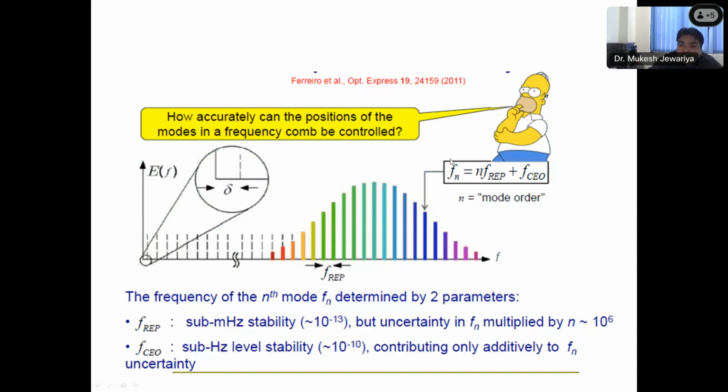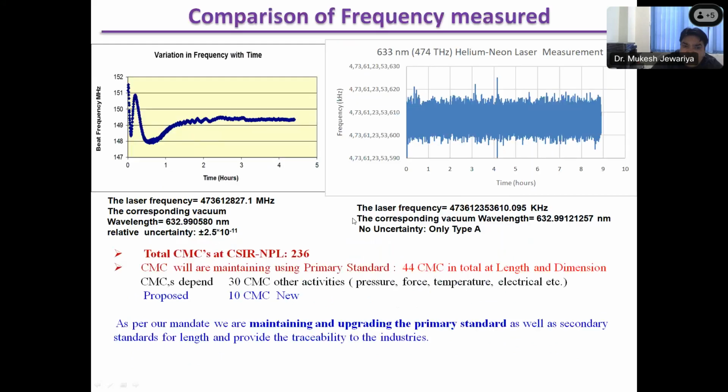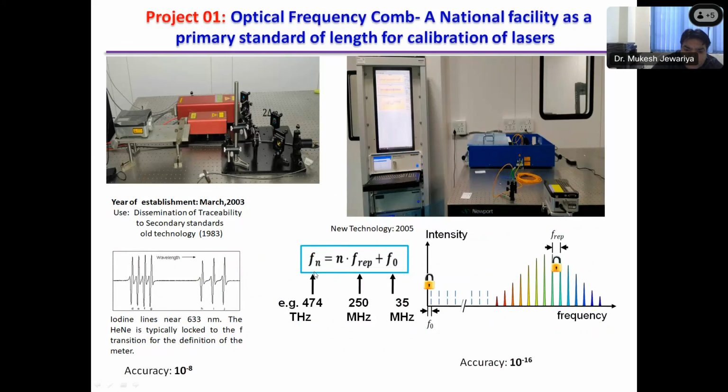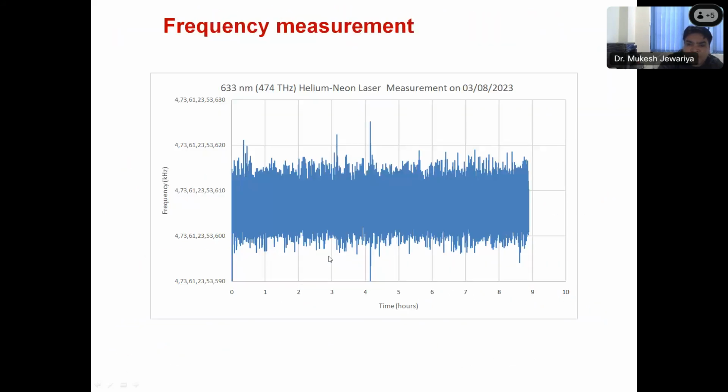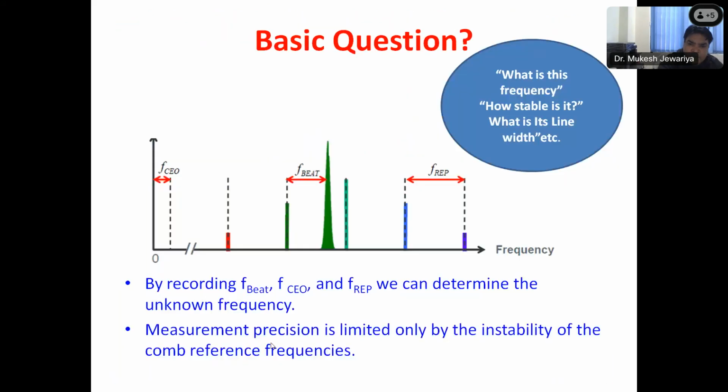With this result, we exactly know the mode number, we exactly know the FREP repetition rate, then we know the frequency, and once we know the frequency, we can get the wavelength lambda. And in this way, we can define the 1 meter. So with this, I think I finish my talk. So this is the comb, and I will just show you.